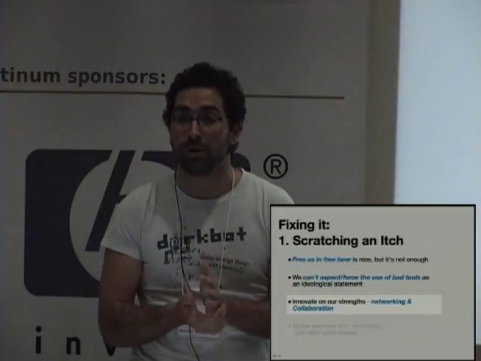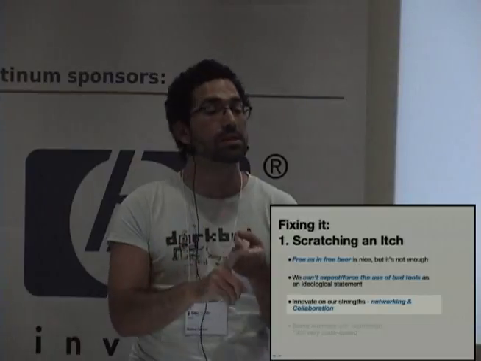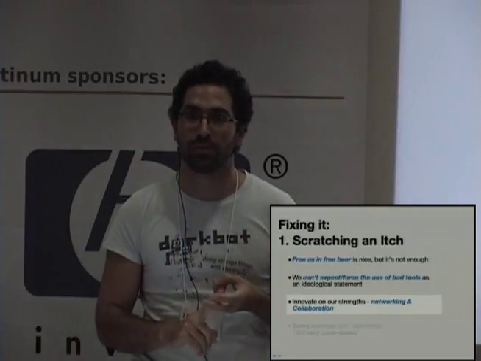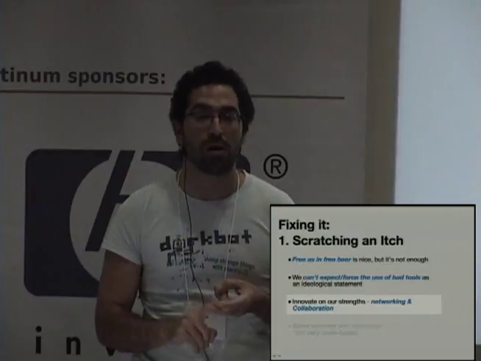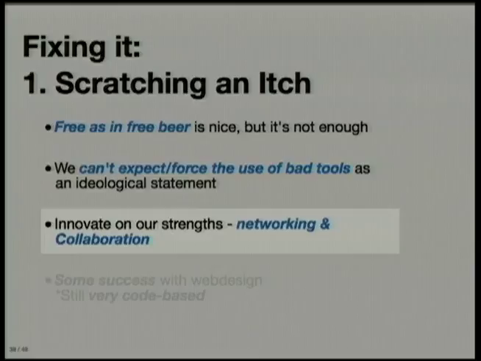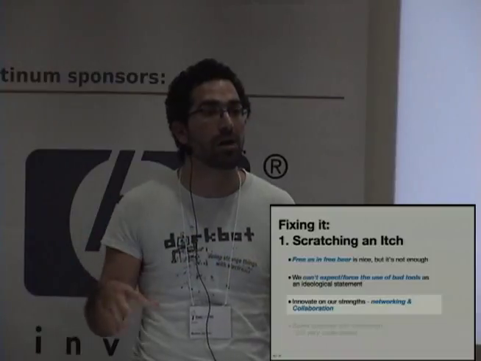So we need to innovate on our strengths. When you're thinking about it, blogs and wikis were invented by the free software community. And why were they invented by us rather than by proprietary software companies? Because it's coming from the way we're working. It's coming from our culture and from our rationale.